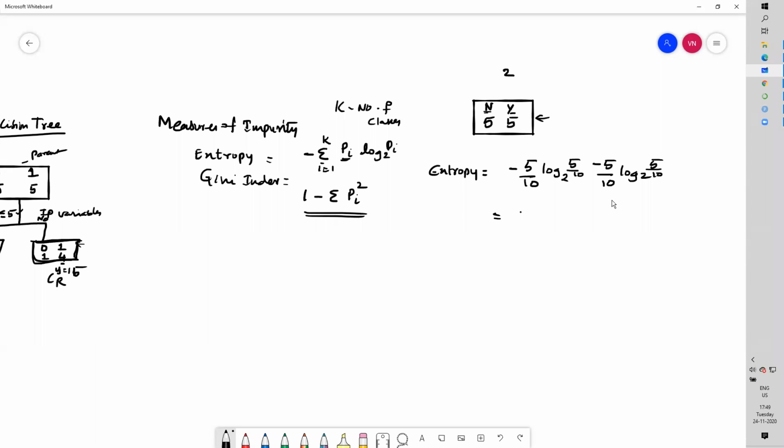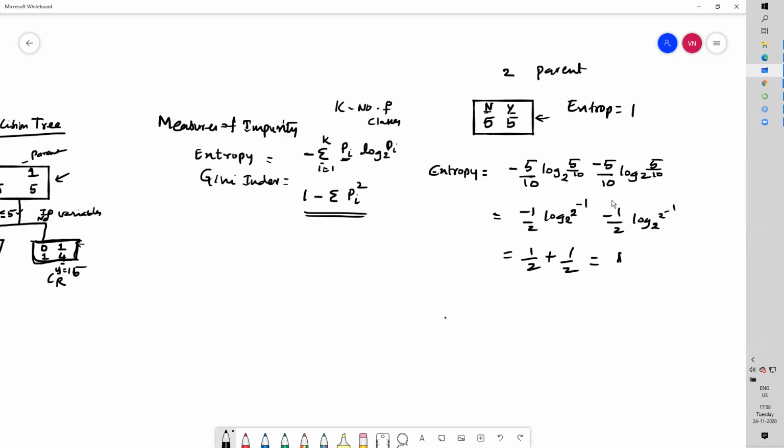So what happens here? Minus 1 by 2 log 1 by 2. So I would write this as log of 2 to the power of minus 1. Again here, minus 1 by 2 log of 2 to the power of minus 1 to the base 2. Minus 1 comes here. So this is 1 by 2. Log 2 to the base 2 is 1. Again minus comes here. So log 2 to the base 2 is 1. So the entropy for this node is 1. So we calculated the entropy for the parent node. So for the parent node, entropy is 1.